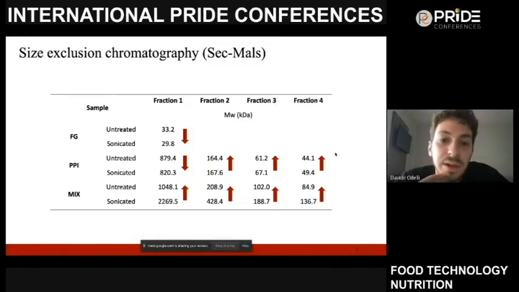For example, it reduced the molecular weight of fraction 1 of both fish gelatin and pea protein, while it increased the molecular weight of all of the other fractions of pea protein and the mixed proteins. Another consideration is that the mixed proteins presented a higher molecular weight of the particle sizes, and therefore this suggests that when they were mixed, there was an interaction between these 2 proteins.